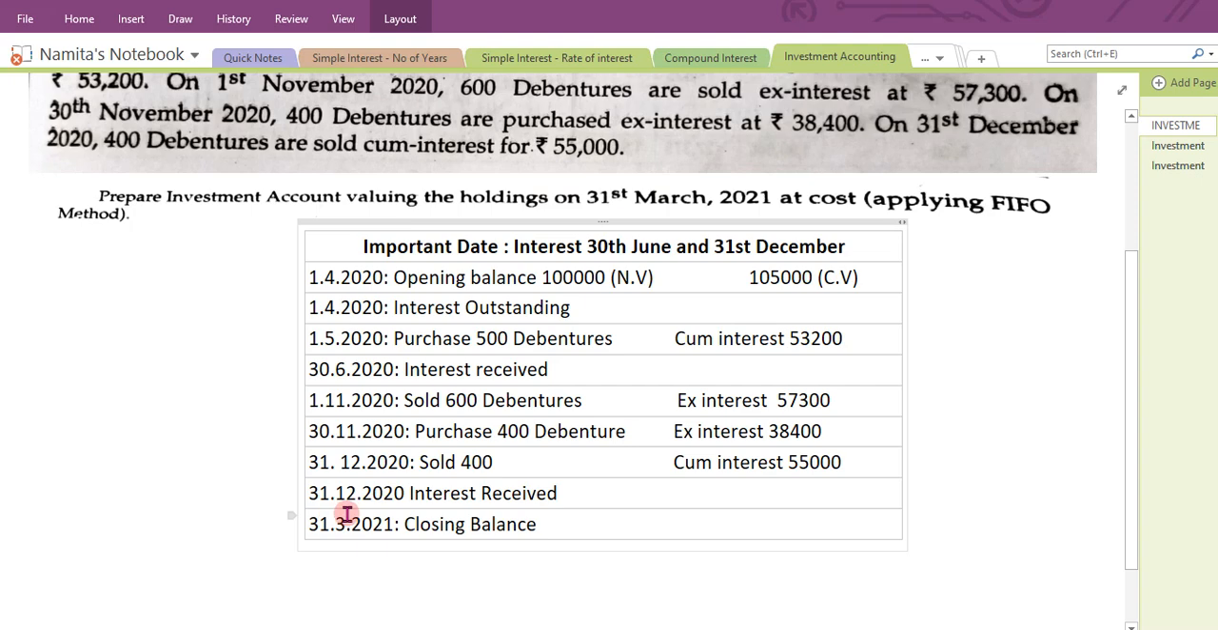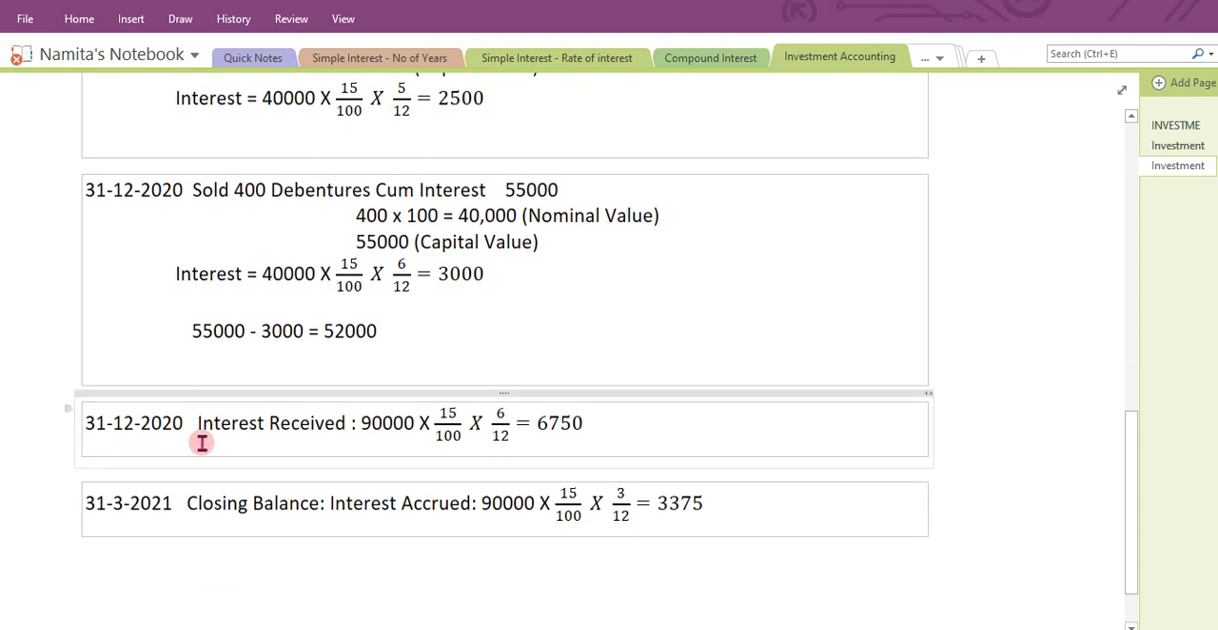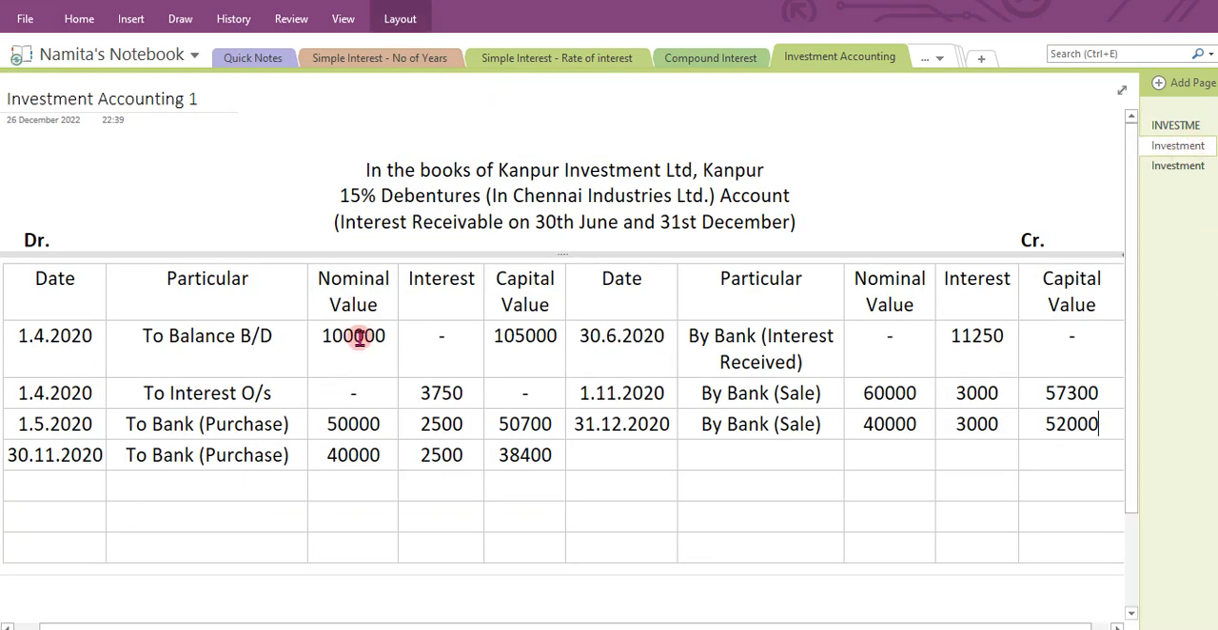Now what is there? On 31st December, interest is there. We are going to receive the interest on 31st December, so we have to do the interest calculation. Now on how many debentures are we going to receive the interest? This is very important. See here, total how many debentures have we purchased till 31st December? 1 lakh plus 50,000 plus 40,000. Total 1,90,000 debentures we have.